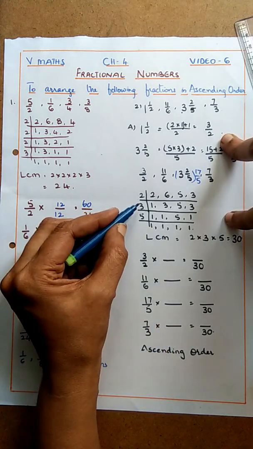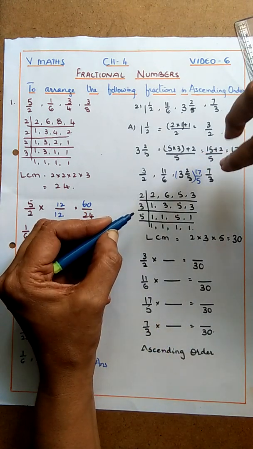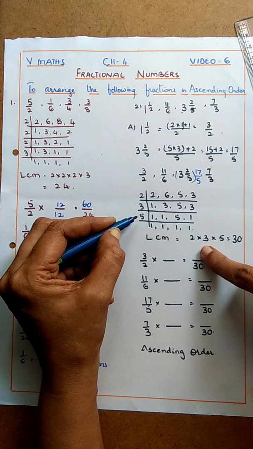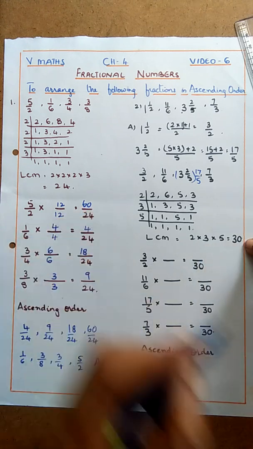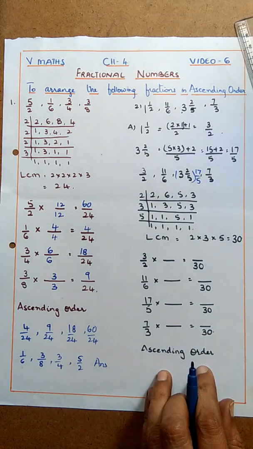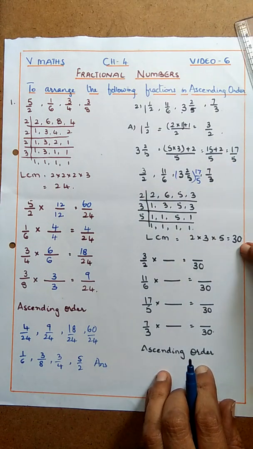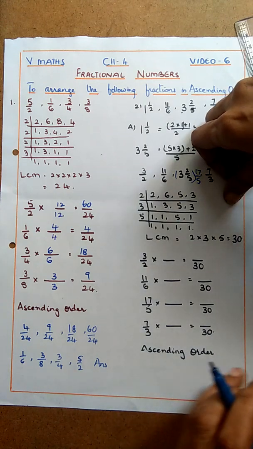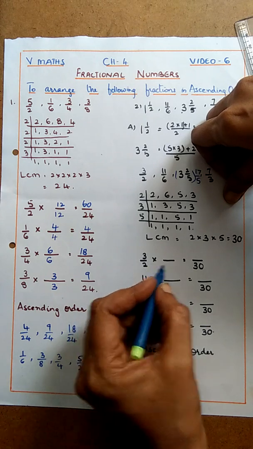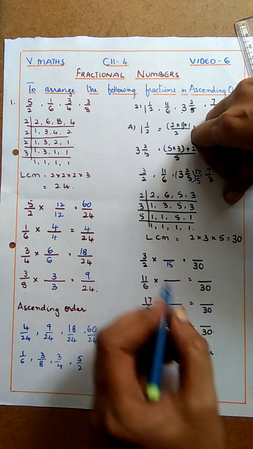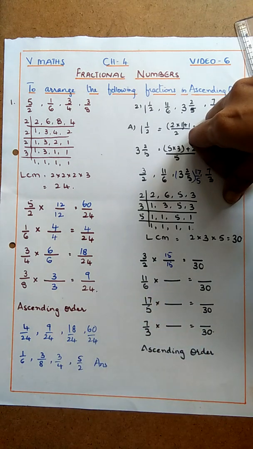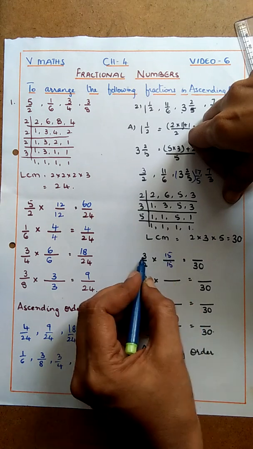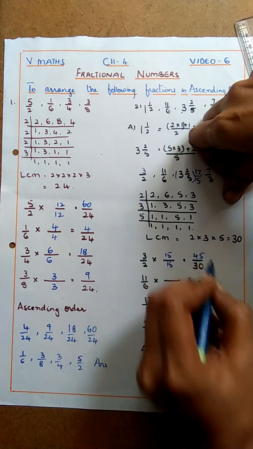Now, if you multiply these three numbers, you get the LCM. What are they? 2 into 3 into 5. 2 3s are 6, 6 5s are 30. Now let us form equivalent fractions with the denominator 30 so that we can easily arrange them in the ascending order. So 2 goes 15 times. So multiply numerator and denominator by 15. 3 15s are 45.